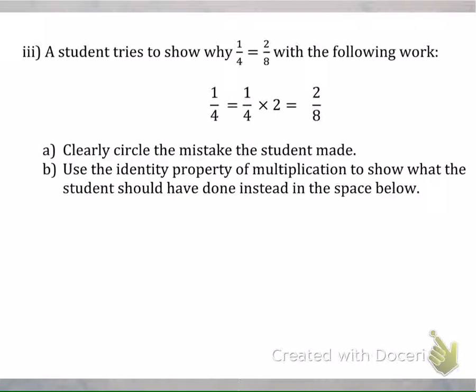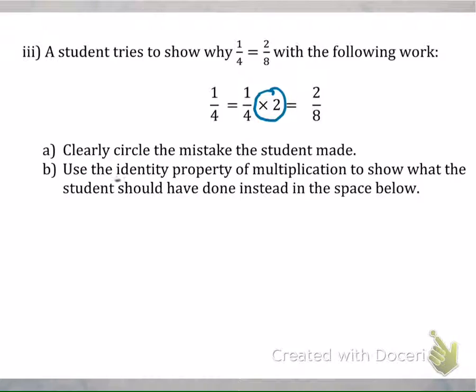For the next part, part 3, it says the student tries to show why 1/4 equals 2/8 with the following work. 1/4 equals 1/4 times 2, and that equals 2/8. Now part A says, clearly circle the mistake the student made. Well, the mistake was right here, and part B says, use the identity property of multiplication to show what the student should have done instead in the space below.